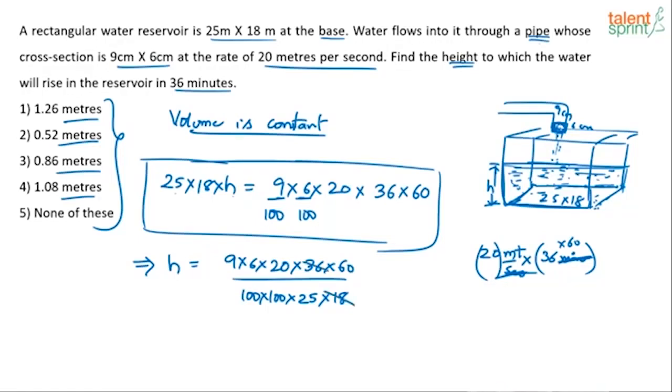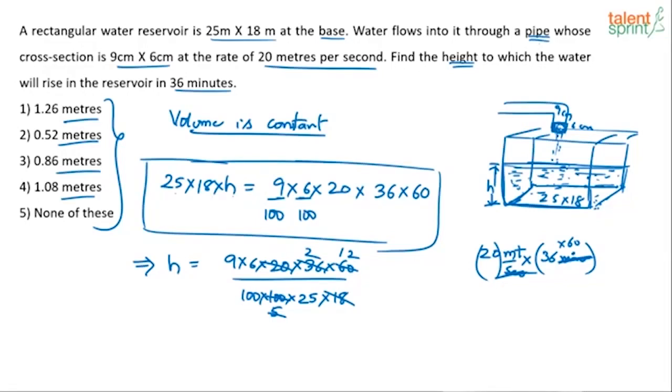Simplify. 18 goes 2 times, right? This 20 here goes 5 times. What else? That's it. Yeah, that's it, right? I mean, maybe you can say this is 12 times. So simplify now. I'll keep this 100 as it is.